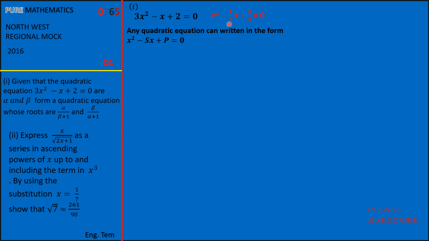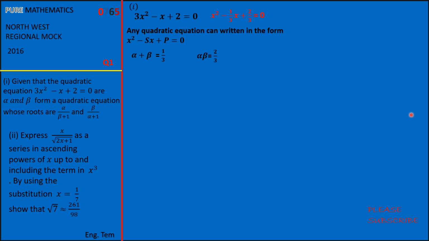of that equation and p is the product of roots. So comparing with these two equations, we can see that our sum of roots is 1 on 3, while our product of roots is 2 on 3. But in the equation we are told that the roots are alpha and beta, so our sum of roots is denoted by alpha plus beta equals 1/3, and the product of roots, alpha beta, equals 2/3, as we can see clearly on the screen.